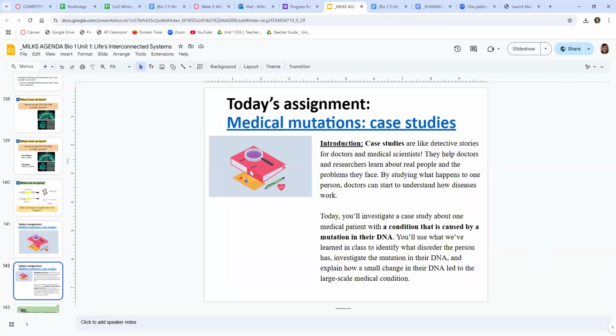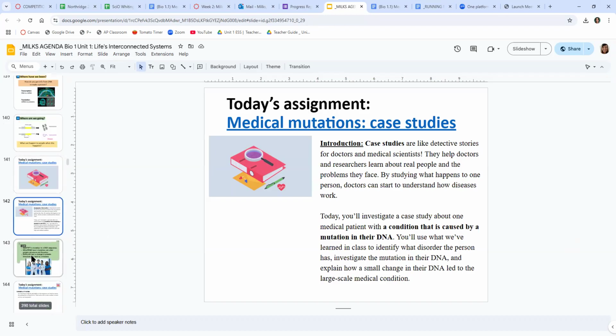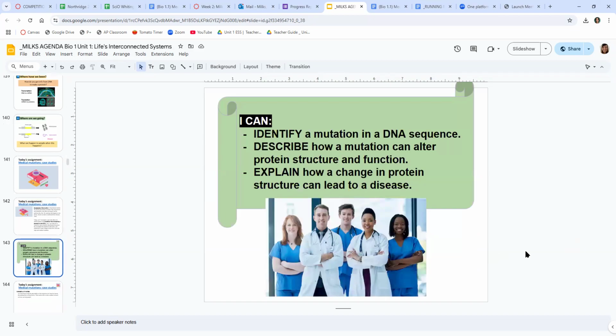Case studies are like detective stories for doctors and for medical scientists. They help doctors and researchers learn about real people and the problems they face. By studying what happens to one person, doctors can start to understand how diseases work. So today, you're going to investigate a case study about one medical patient, and that patient has a condition that's caused by a mutation in their DNA. You'll use what we've learned in class to identify what disorder the person has, investigate the mutation in their DNA, and explain how a small change in their DNA led to the large-scale medical condition. Along the way, you're going to do things that real life scientists and medical professionals like nurses and doctors do. You're going to be able to identify a mutation in a DNA sequence.